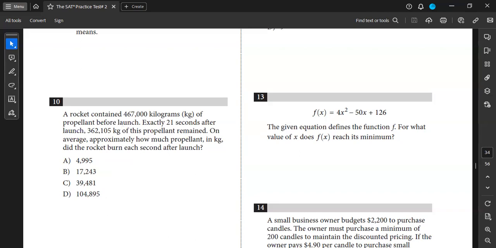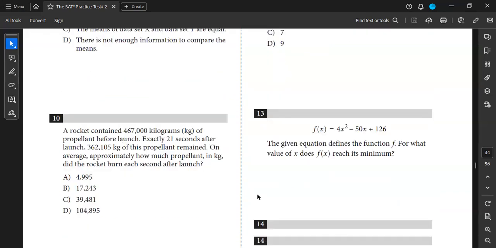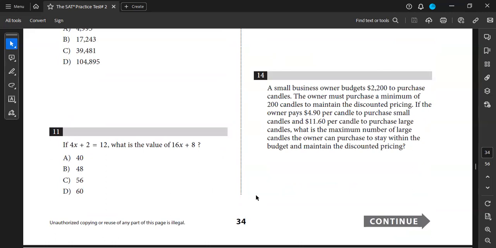So we are going to move on to question 11. All right, question 11. Okay, I can kind of already see a trick here. So 4x plus 2 is equal to 12. What is the value of 16x plus 8? Let me see how you guys approach this one.